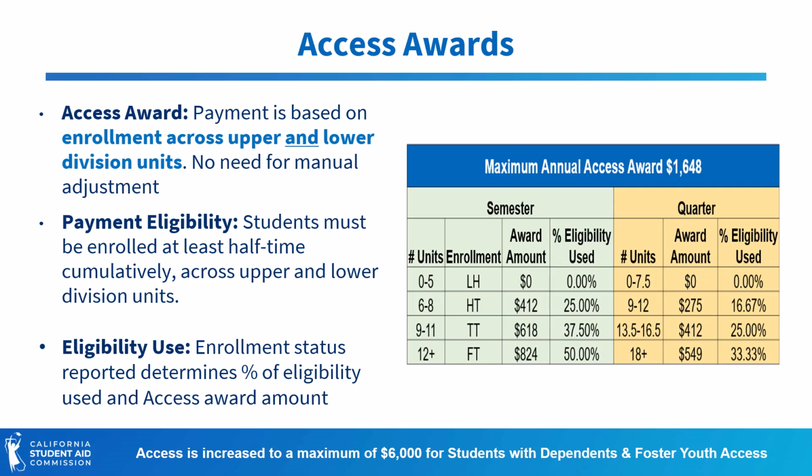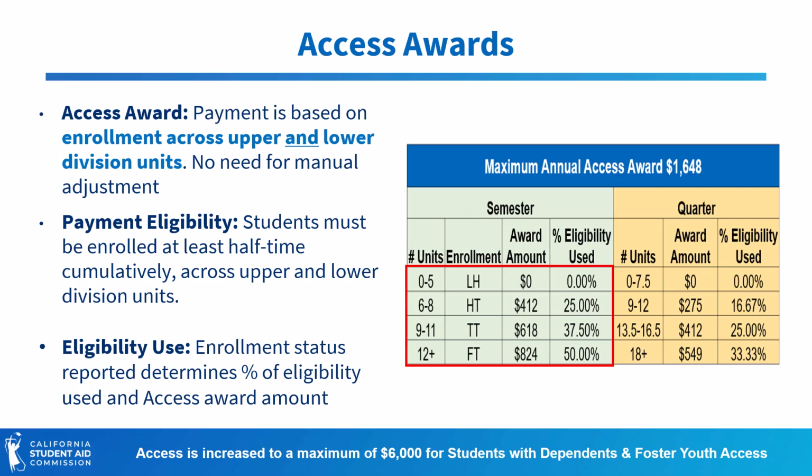Payment eligibility. As with nearly all financial aid, students must be enrolled at least half-time to be eligible for payment. Eligibility use. The enrollment level reported, full-time, three-quarter time, or half-time, determines the percentage of Cal Grant eligibility used. So on the semester system, students enrolled full-time in 12 to 18 units will use 50% Cal Grant eligibility each term.